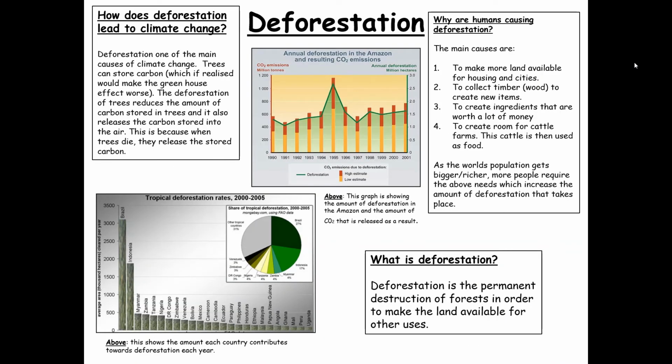Deforestation as well. This is the mass cutting down of trees. Trees, as we know, store carbon from the atmosphere. As trees are cut down, there are fewer trees available to absorb carbon dioxide, but also when those trees are chopped down, the carbon that they have stored is then re-released into the atmosphere. Okay. Again, pause the video if you need to, have a little read through this.